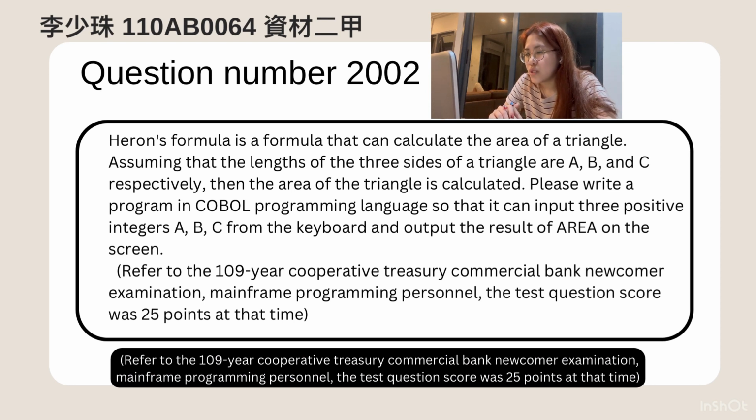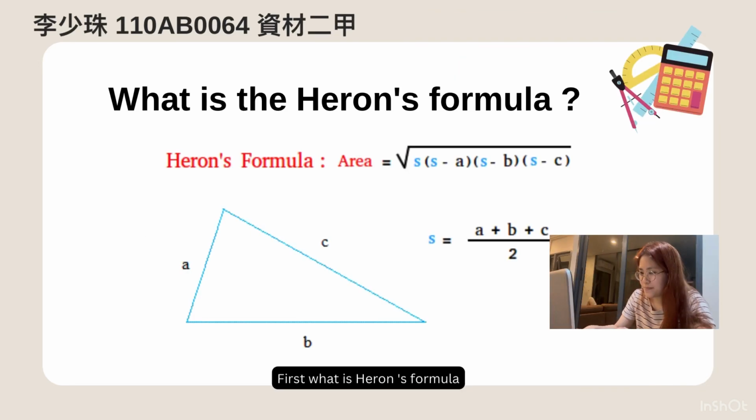Refer to the 109-year corporate treasury commercial bank newcomer examination, mainframe programming personnel. The test question was scored 25 at that time. Okay, so first let's see what is Heron formula.